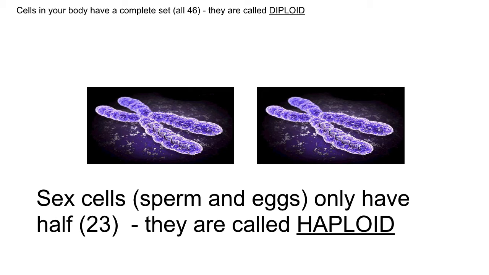We're going to look at sex cells in particular. These are the cells that meiosis will produce, and sex cells, being sperm and egg cells, also known as gametes, only have half, or 23 chromosomes, and they are called haploid. We'll go through the process of how these haploid cells are created, and you'll see how they're split up, and we only end up with half the amount of chromosomes in each one of these cells.